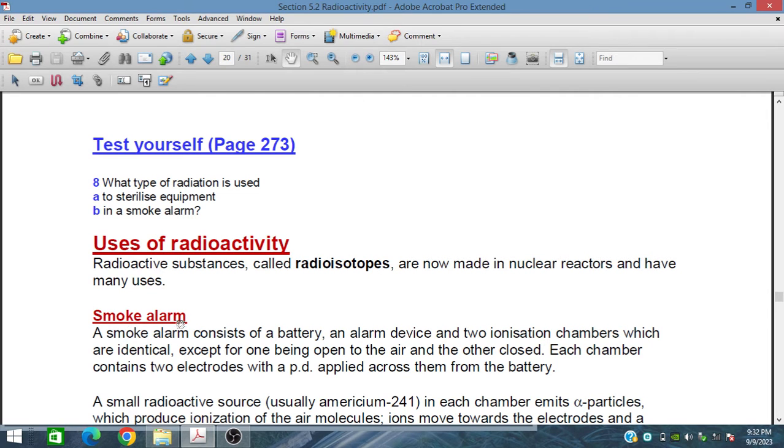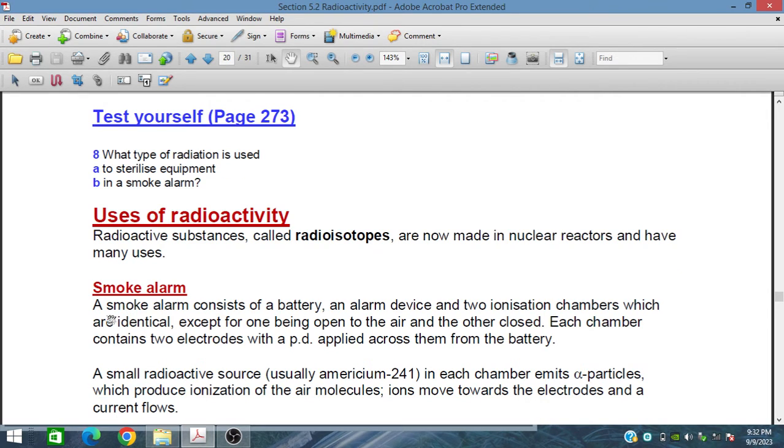So first, the smoke alarm. A smoke alarm consists of a battery. This is the alarm system. A battery, an alarm device, and two ionization chambers which are identical, except for one being open to the air and the other closed. So there are two ionization chambers, one open to the air and the other closed. Each chamber contains two electrodes and a PD applied across them from the battery.